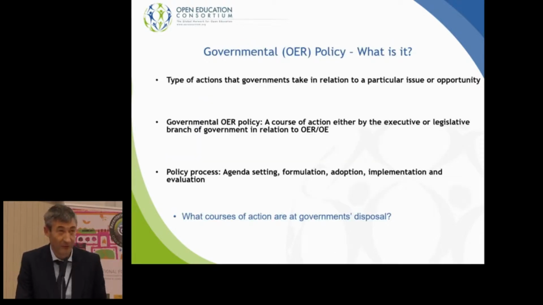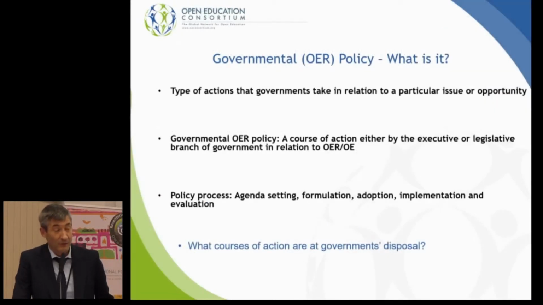So first of all, what is a governmental policy? I should mention that my own thinking is somewhat fluid in this regard, because the term has divergent meanings or is used to describe different activities in different countries around the world. My own understanding, which is also informed by various literature sources, is that it is about the type of actions that governments take in relation to a particular challenge or opportunity. In the context of OER, I understand governmental OER policy as a type of action either by the executive or the legislative branch of the government in relation to OER or open education.